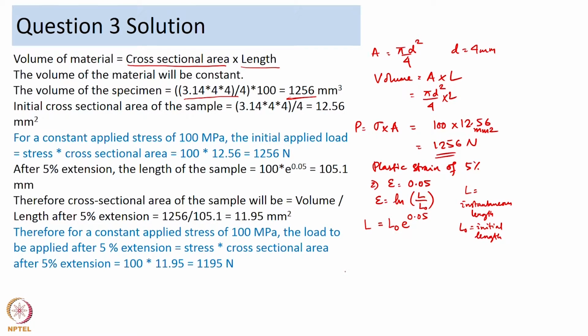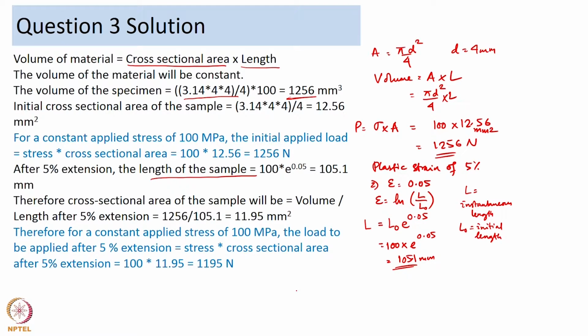So, the instantaneous length of the sample is going to be 100 into e to the power 0.05, which makes it 105.1 millimeter. So, the length of the sample after 5% extension is going to be 105.1 mm.